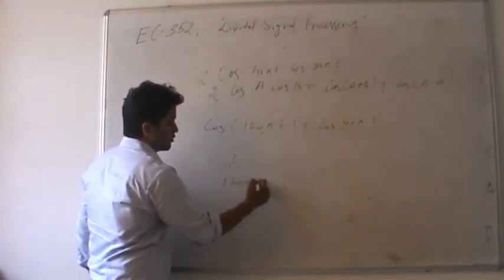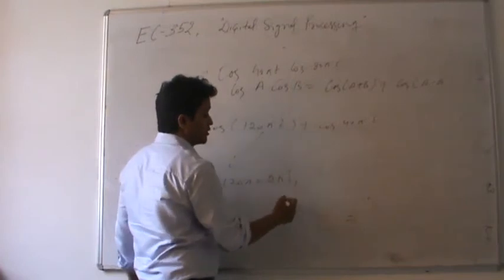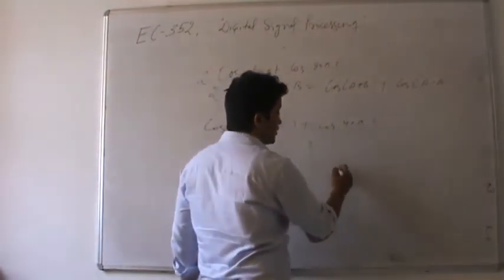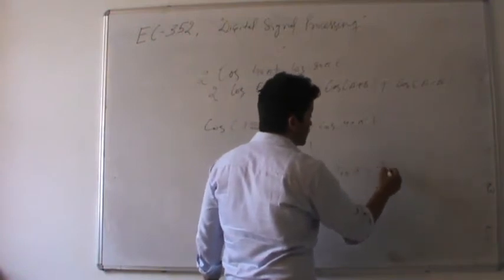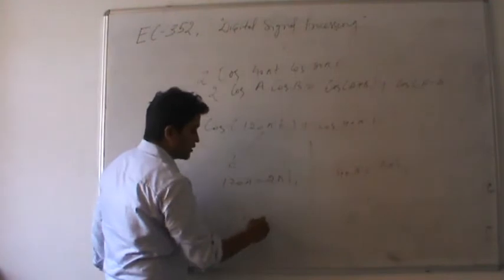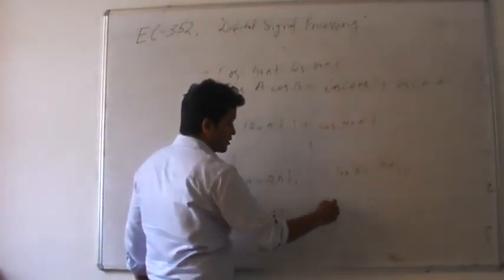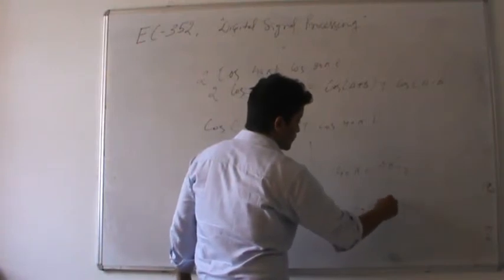From this side you will find 120 pi is equal to 2 pi f1, whereas that side you will find 40 pi is equal to 2 pi f2. So from here f1 is equal to 60, f2 is equal to 20.